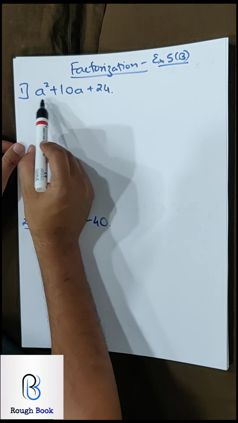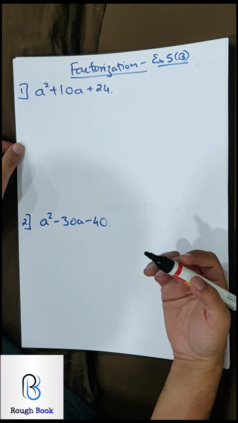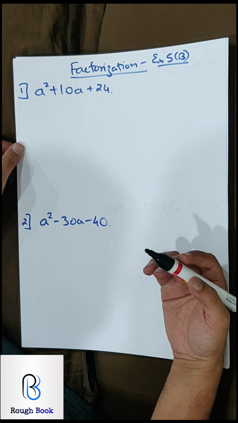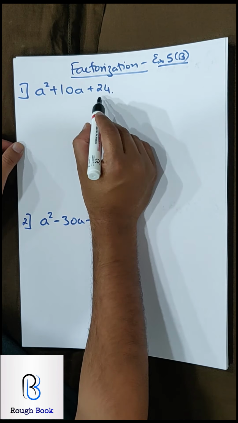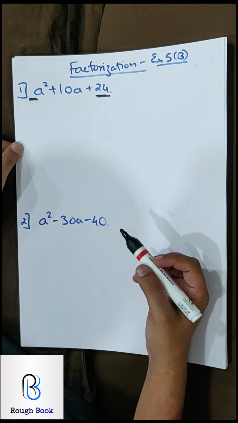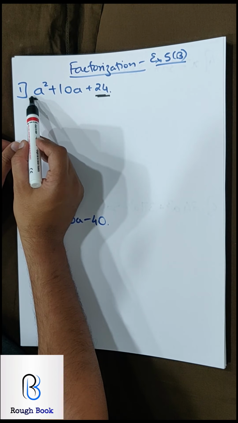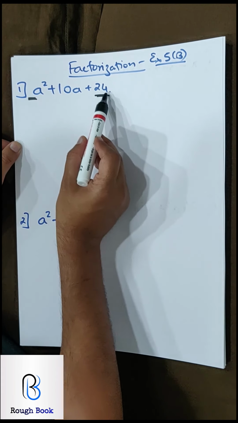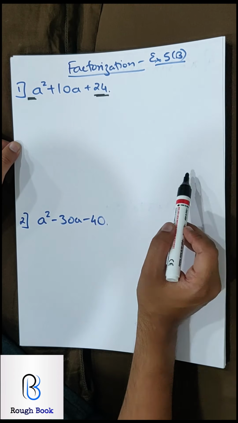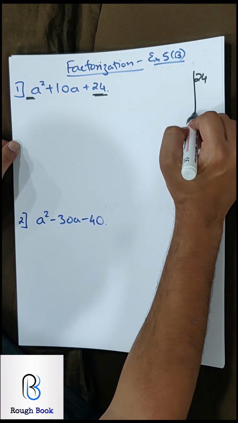Factorization 5b, a square plus 10a plus 24. So this is basically splitting the middle term which we had done in standard 8th. Still, let's revise it. The last term and the first term matters a lot. You have to look at the first term if there is any coefficient over here apart from 1. If there is a coefficient, you need to multiply it with 24 and then take the factors. If there is 1, then directly take the factors of 24.